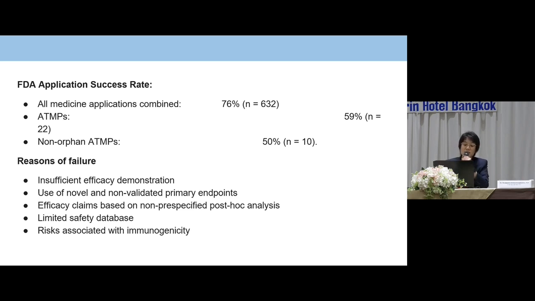So you can see the success rate by FDA. For our medicine combined, the success rate is about 76%. For ATMPs overall, it is lower, at 59%. And for non-orphan ATMPs, the success rate goes down to just 50%.